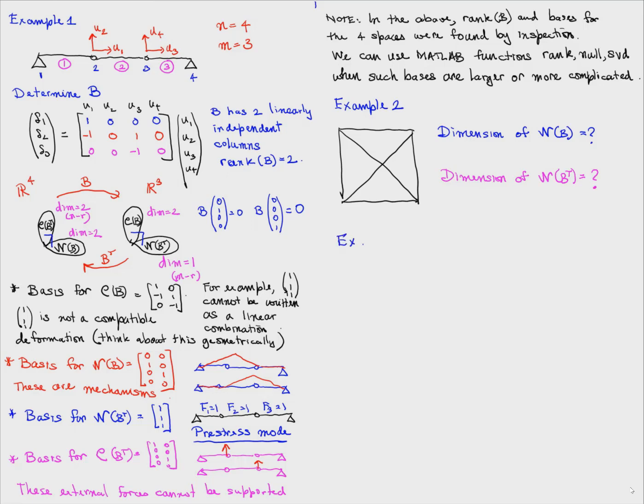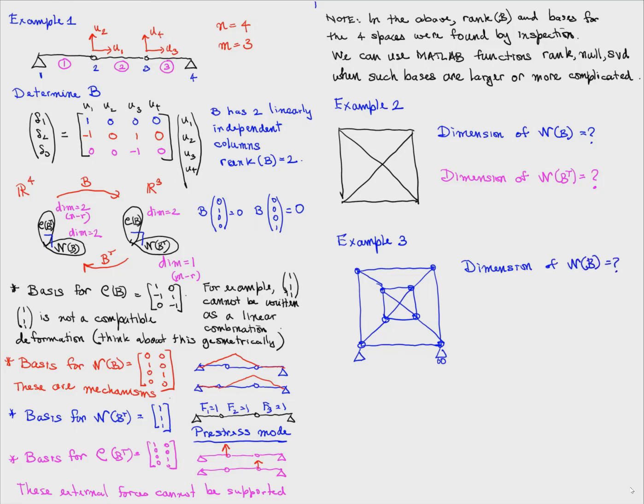Let's take another example, a structure like this, which is kind of a contrived structure, just to illustrate a point. So it's kind of a truss inside another truss. Again, what is the dimension of the null space of B? What's the dimension of the null space of B transpose? So what I encourage you to do is to pause the video and see if you can answer these questions by yourselves based on your understanding of what these null spaces mean. But I will write the answers now.